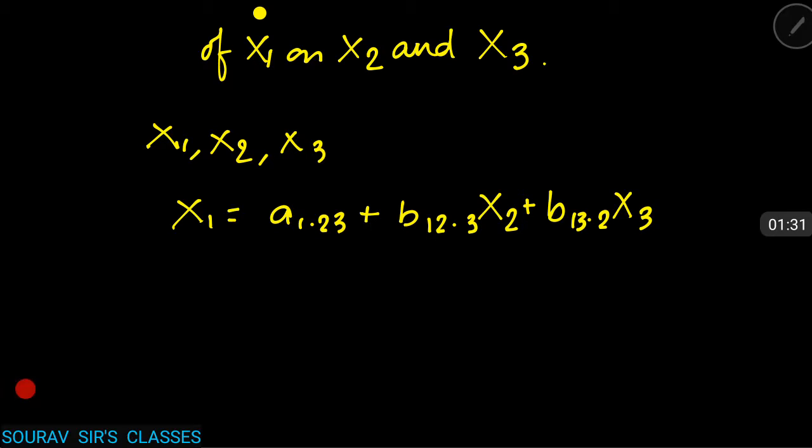In the above equation, there are three constants, a 1.23, b 12.3 and b 13.2. The subscript after the dot indicates the variable which are held constant. If x2 and x3 are equal to 0, then x1 will be equal to a 1.23.